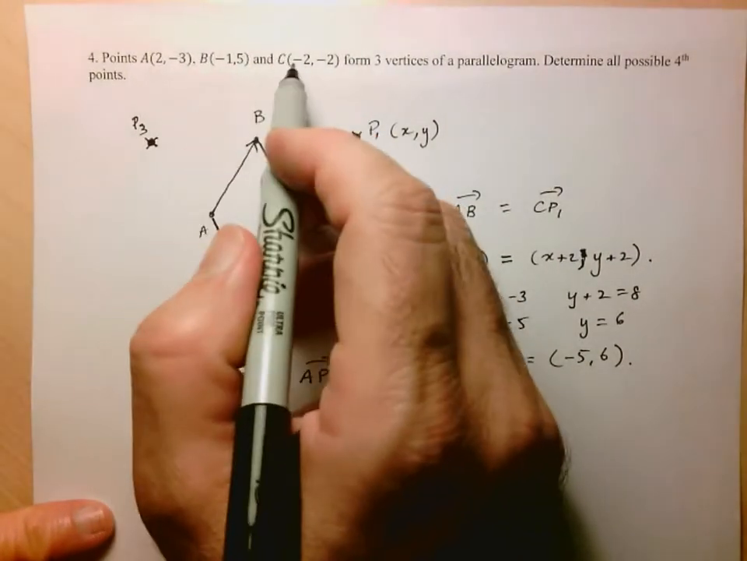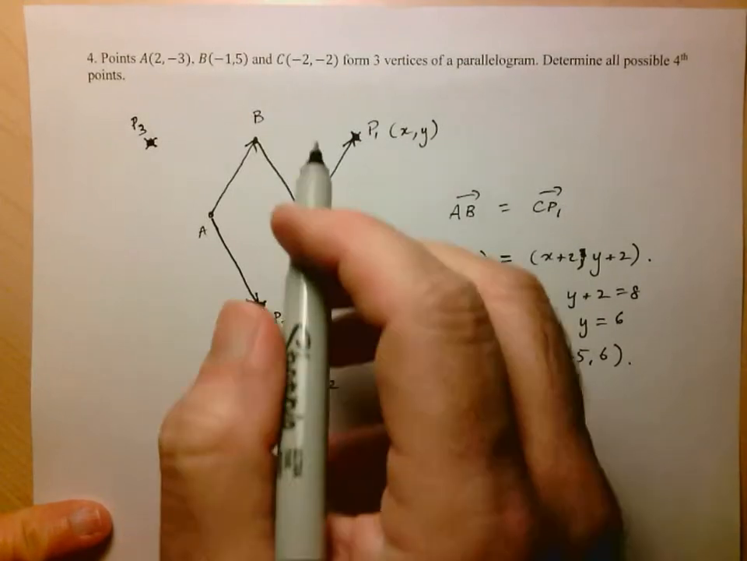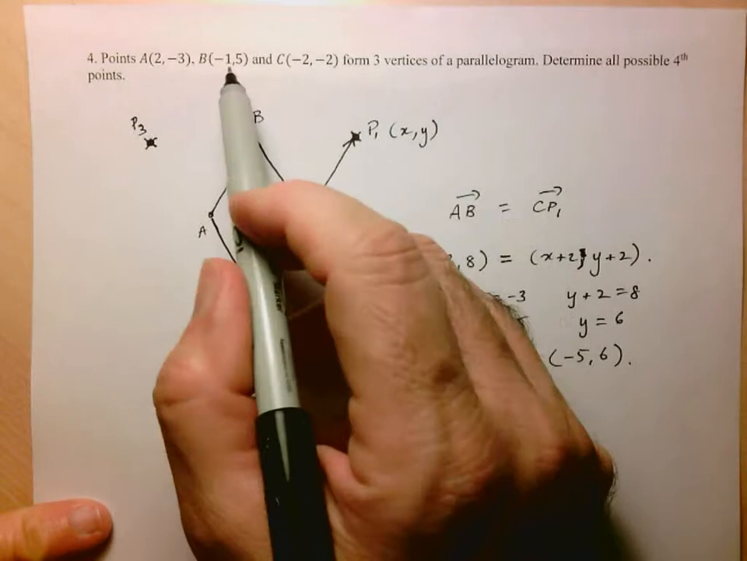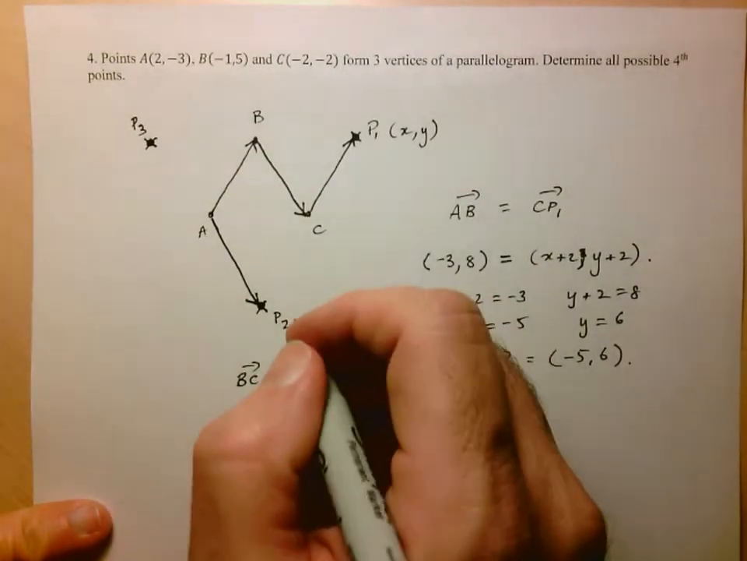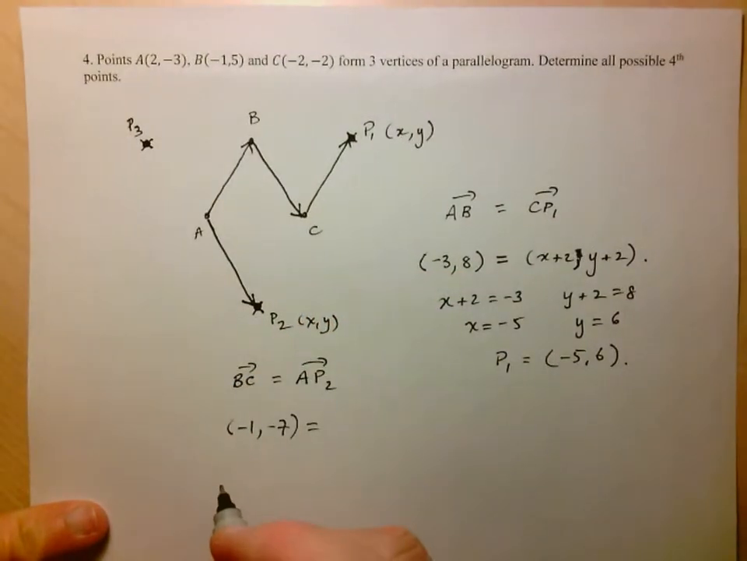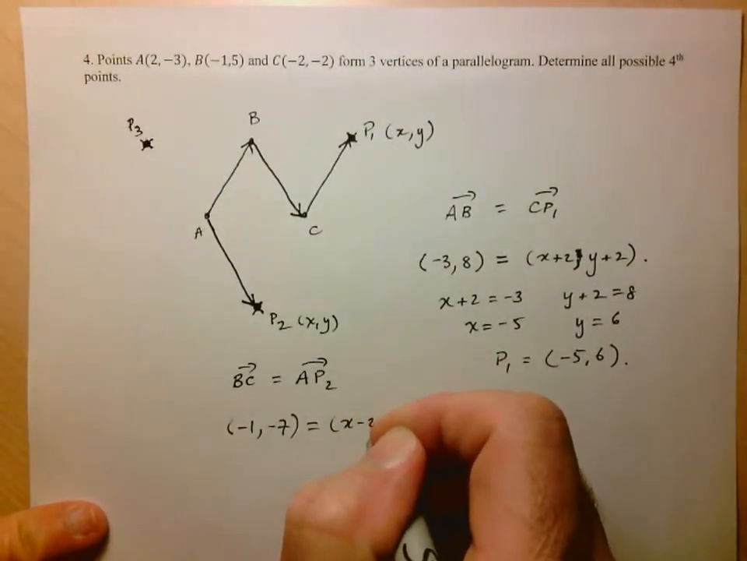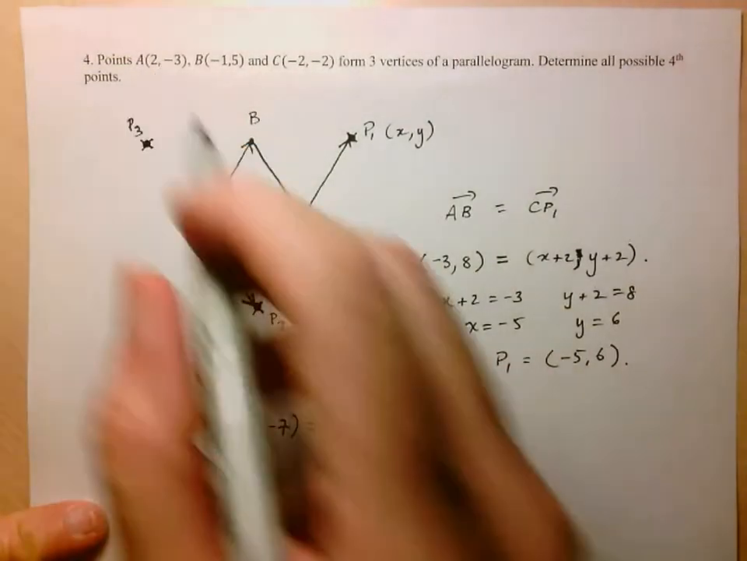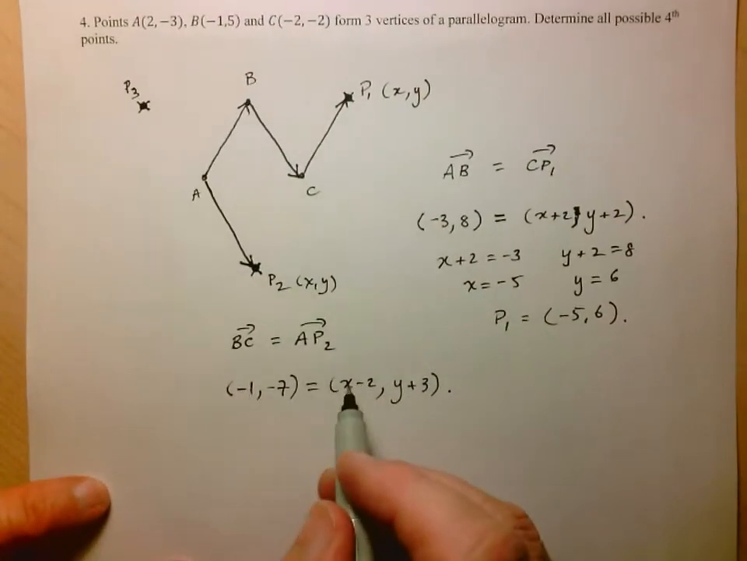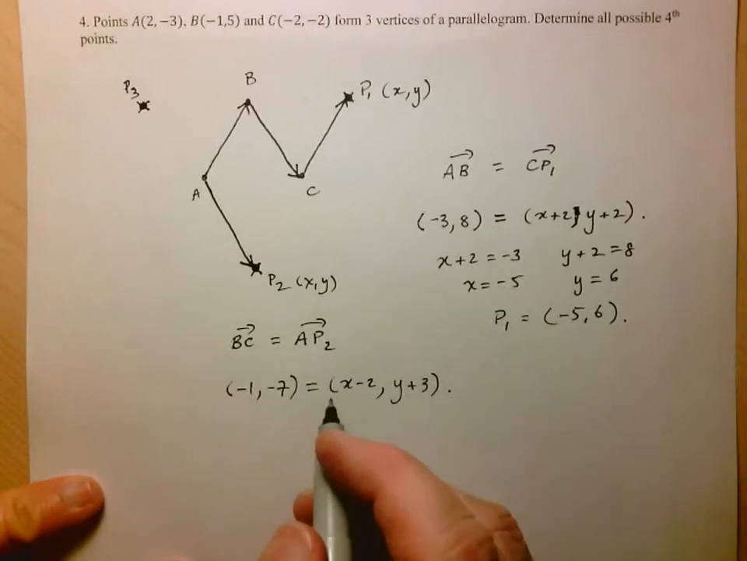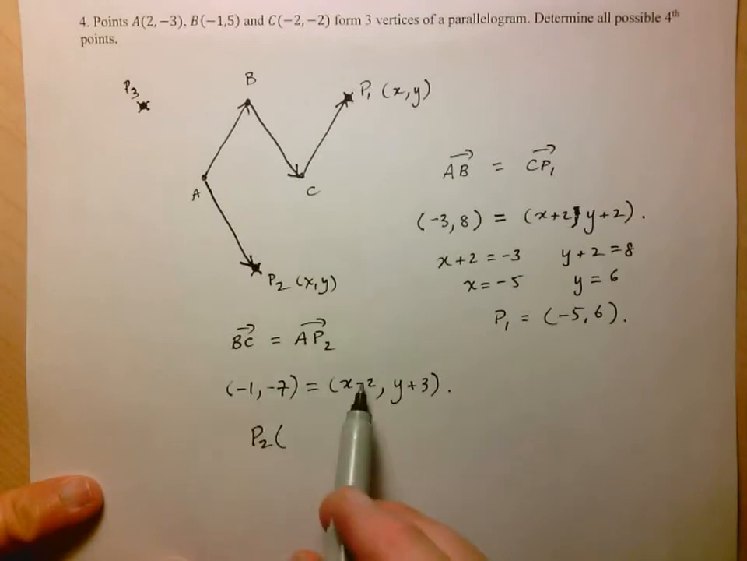So BC, okay, -2 minus -1, so -2 plus 1 is -1. Okay, and then here we have -2 minus 5, -7, and that's going to be equal to AP2. So again, we'll call this (x, y). Okay, so we've got A, so here we've got x minus 2 in the first coordinate, and then y minus -3, so y plus 3. Okay, and so I know that these x components have to be the same, these y components have to be the same. So here I know that for P2, I need my x to be equal to -1 plus 2.